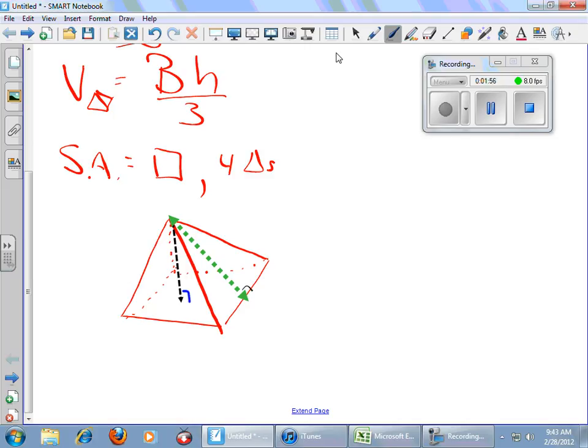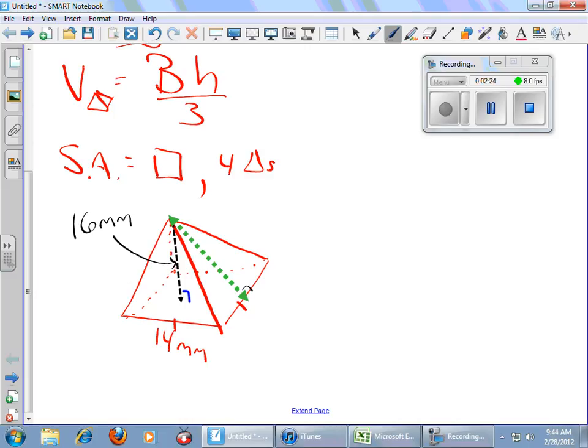Now I need to give you some dimensions. I told you this was a square, so let's make this, say, 14 millimeters. And it is a square. I'm going to make the actual height of the pyramid, we'll make that 16 millimeters.